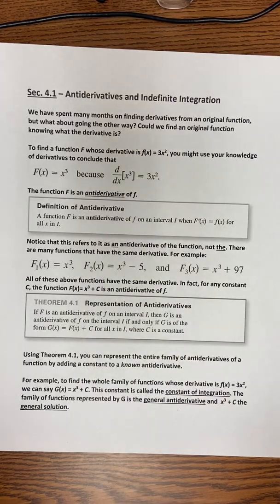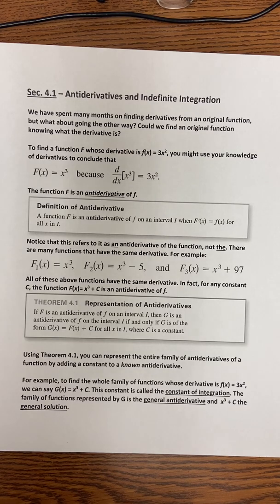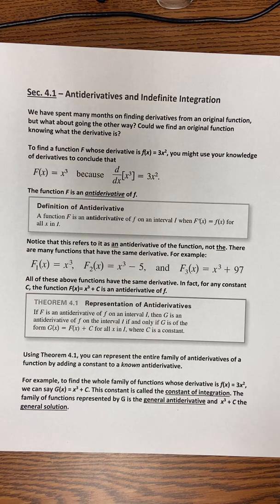Hello everyone, we're getting into chapter 4 in calculus, antiderivatives and indefinite integration. This chapter talks about really the second major component of calculus besides derivatives, what are called the antiderivatives, which we will generally end up referring to as integration. So let's go ahead and get started.